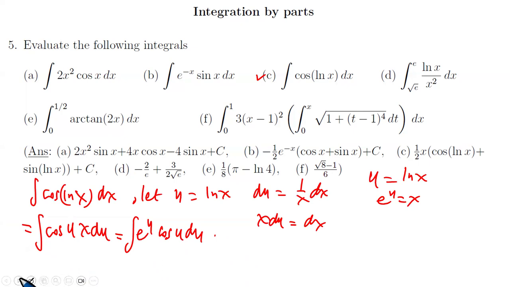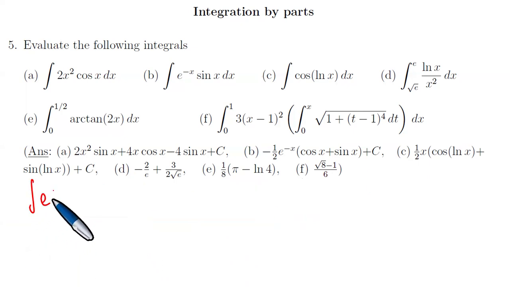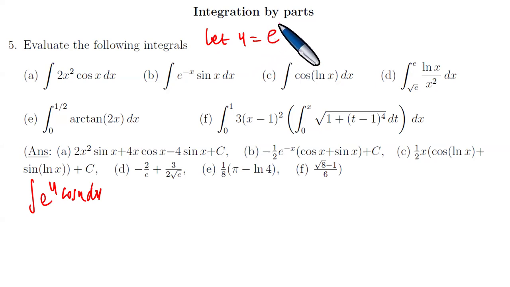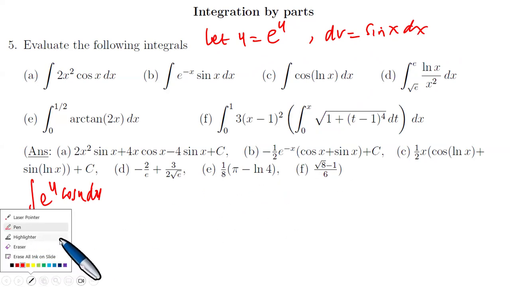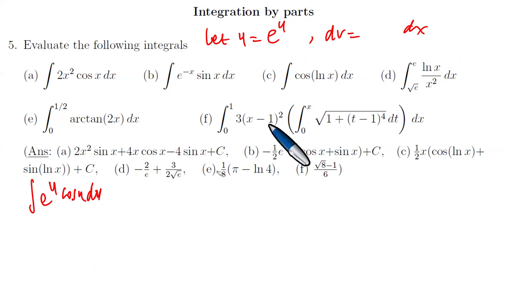So now, e to the u cosine u du. We need to integrate this one, and the practice is the same. We let u be e to the u, dv be cosine. Sorry. Yes? Can you go back, please? I got lost where you got the e to the power of u.